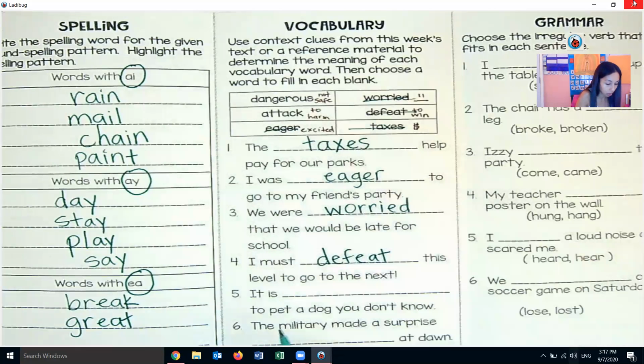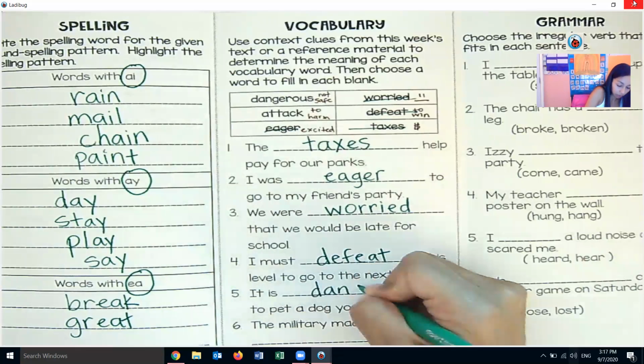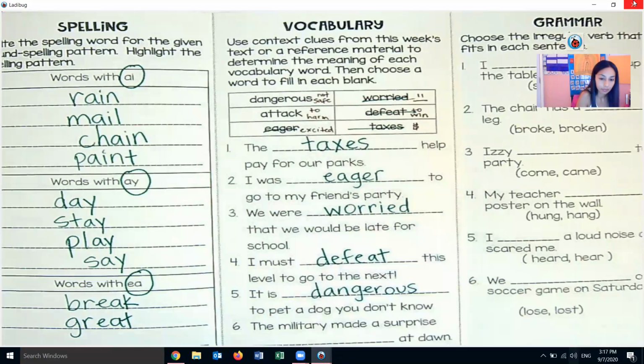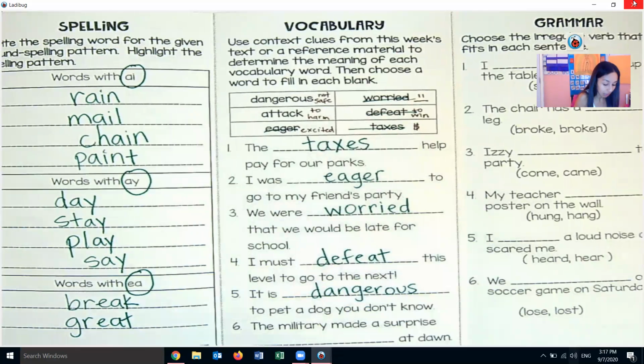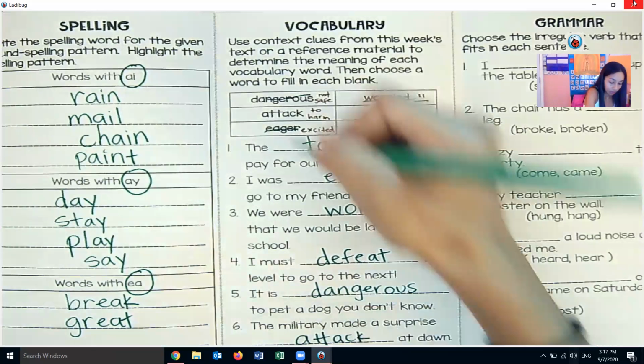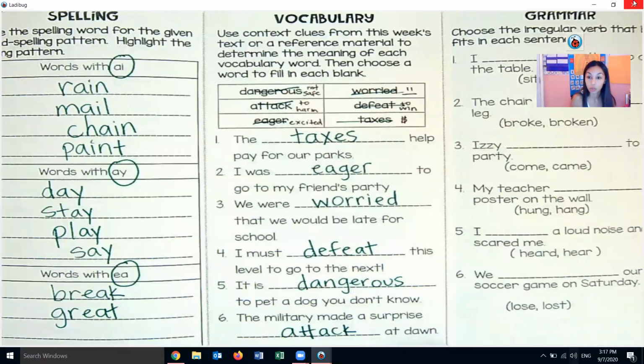"It is ___ to pet a dog you don't know." It is dangerous. It is attack. It might attack, but it's dangerous. It is dangerous. We should always ask before we pet a dog, no matter how cute and friendly they look. Yeah, sometimes you just don't know. Those little guys are sometimes snappy guys. "The military made a surprise ___ at dawn." So that's our vocabulary section, which now takes us to grammar.